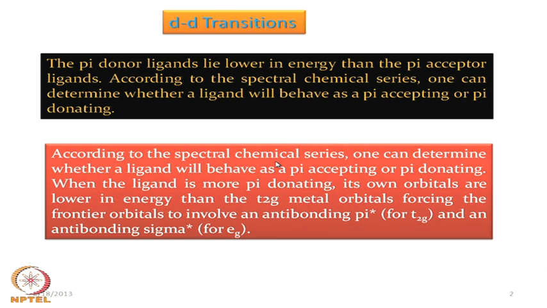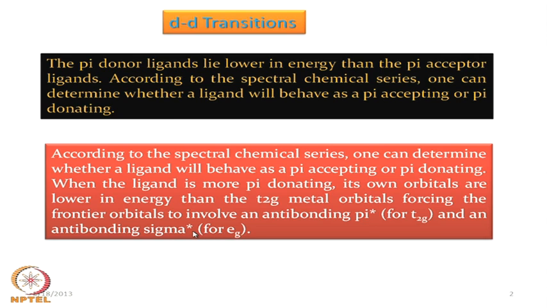So, using this spectrochemical series, one can determine whether the ligand will be a pi acceptor or a pi donor. When the ligand is more pi donating, its own orbitals are lower in energy than the T2G metal orbitals. So, the ligand will have one orbital which is pi donating, and it will be lower lying compared to the T2G metal orbital, forcing the frontier orbitals to involve an antibonding pi star and an antibonding sigma star level.